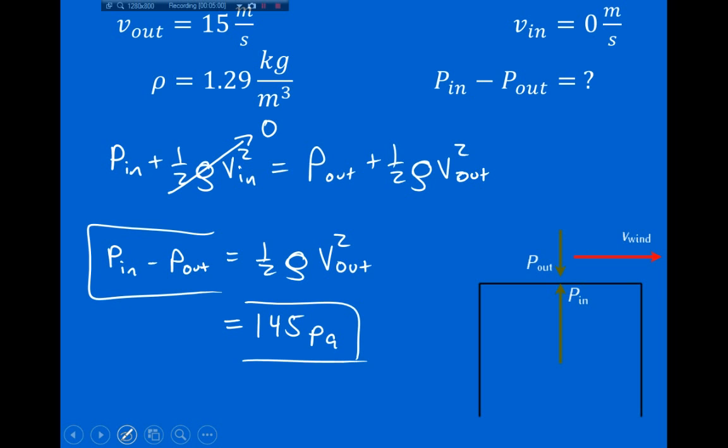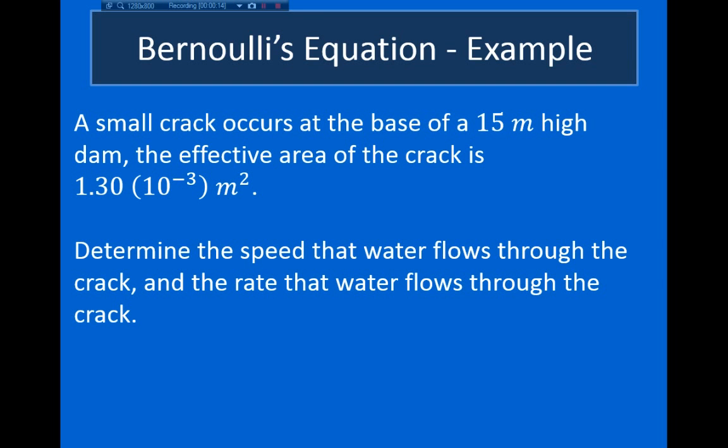So let's go ahead and look at one more example. This example says, a small crack occurs at the base of a 15-meter high dam. The effective area of the crack is 1.3 times 10 to the minus 3 square meters. The question asks us to determine the speed that the water flows through the crack and the rate that the water will flow through the crack.